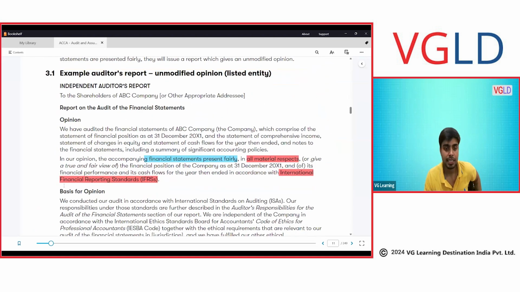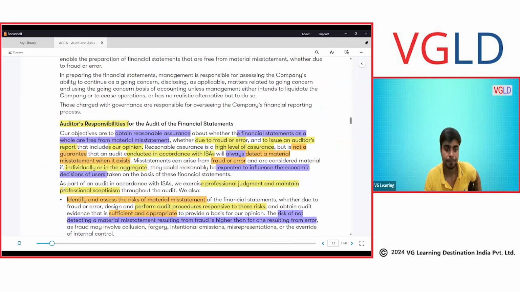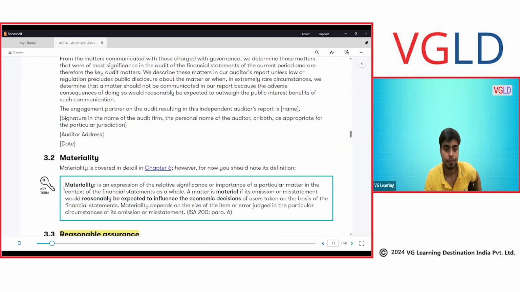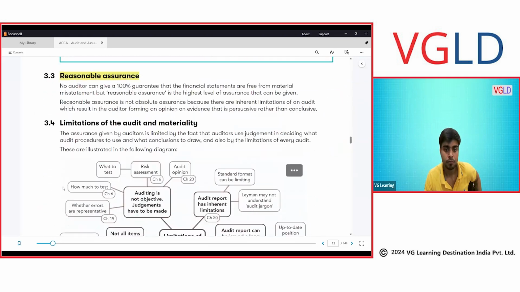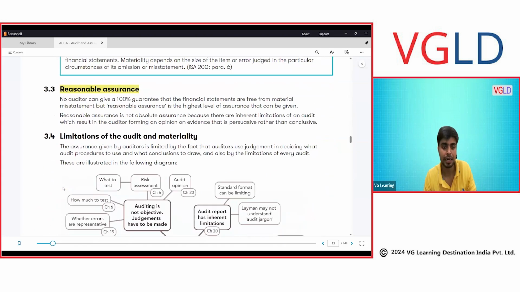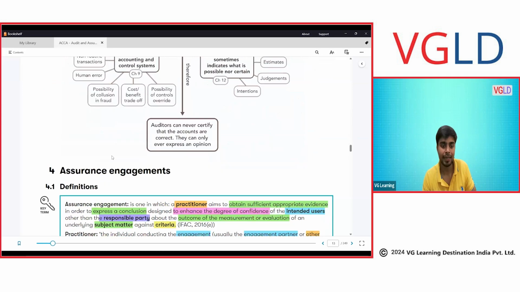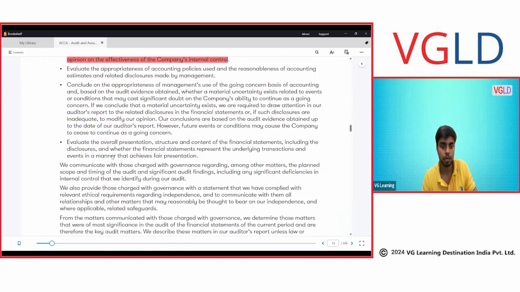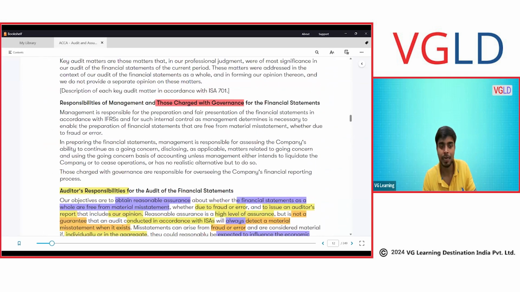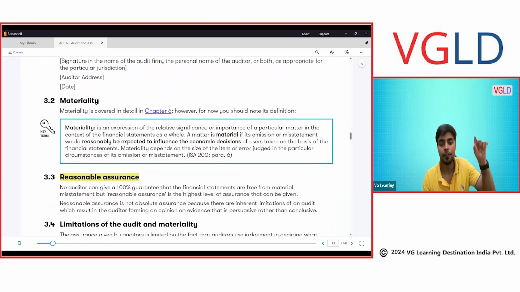Now, this is the last piece and we are through with this chapter. There are limitations of audit and materiality. So let's first cover materiality. This is the materiality definition. Materiality is anything that can influence the decision of a user. Materiality should be defined as anything that can influence the decision of a user.